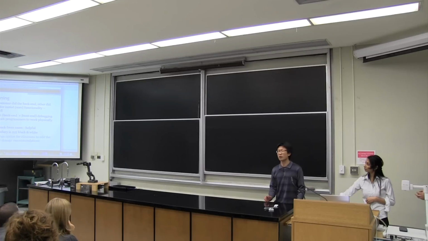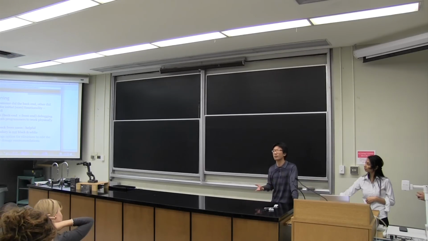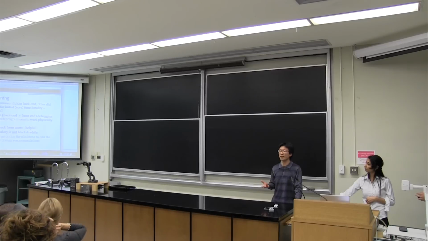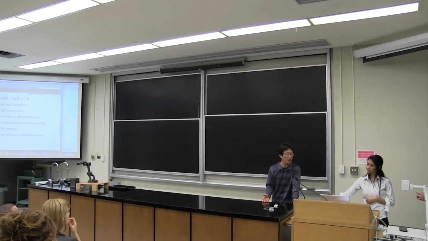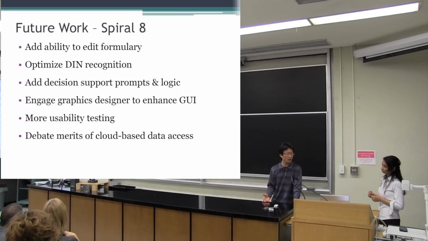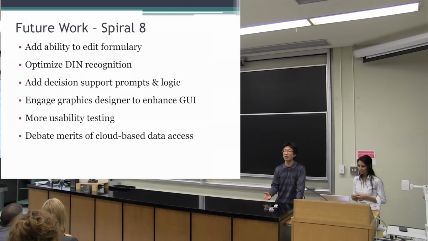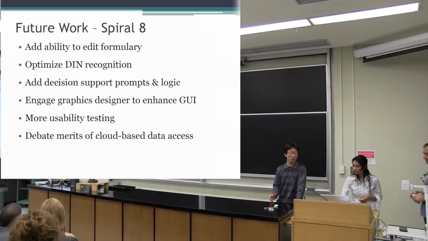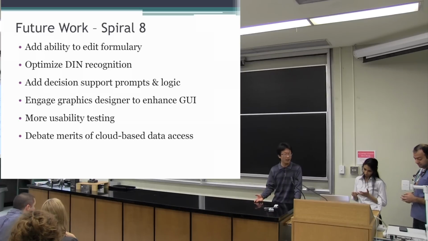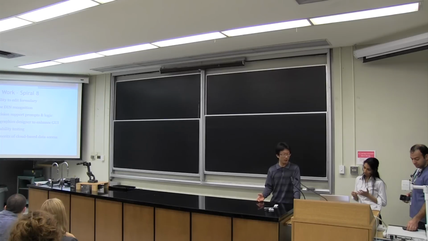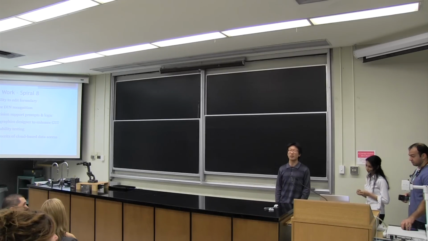The other one is the drug formulary database that we rely on to get the dosage recommendation is very messy due to the fact that physicians don't necessarily agree on the standard for how to dose the child depending on the drug. So that brings us to our future work, which is to add the ability to edit the formulary on the physician side, optimize the DIN recognition for different packages, add decision support prompts and logic in the app, engage a graphic designer to improve the UI, do more user testing, and consider the possibility of moving the drug database online. So that concludes our app.